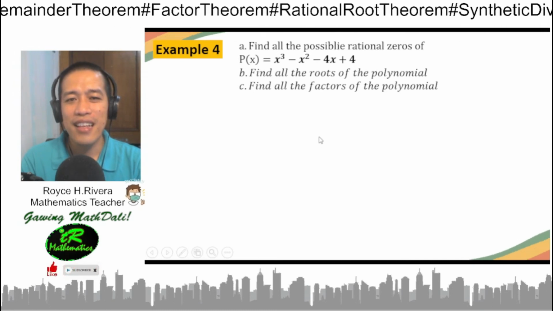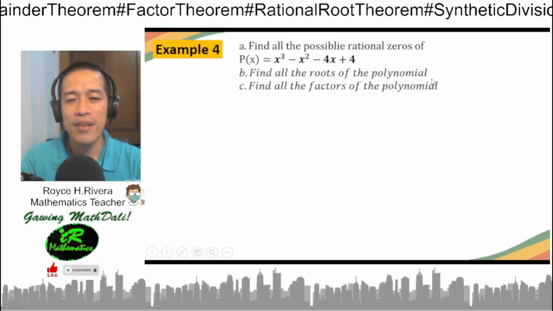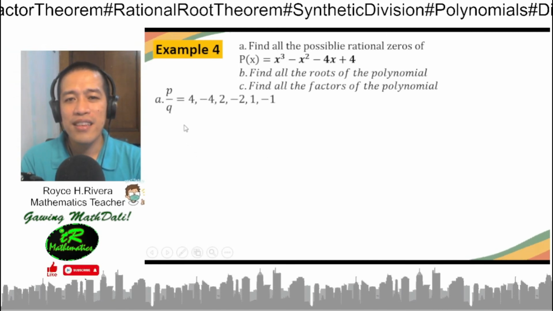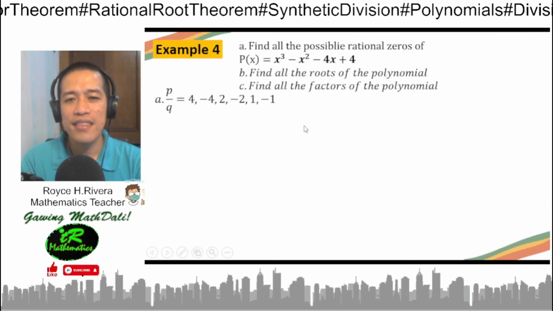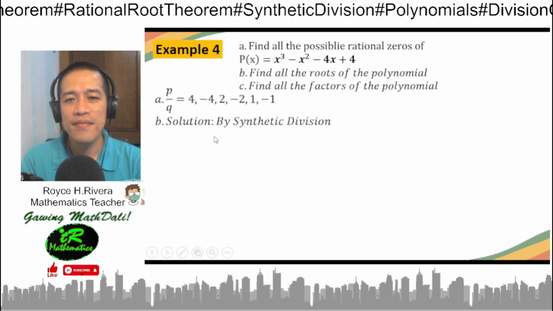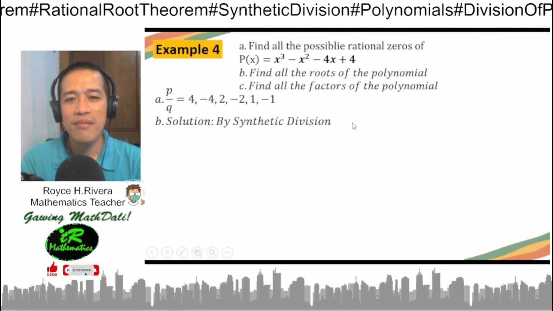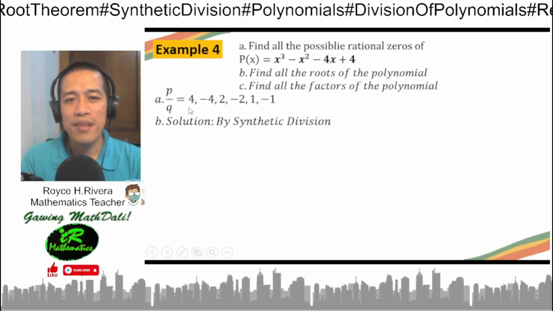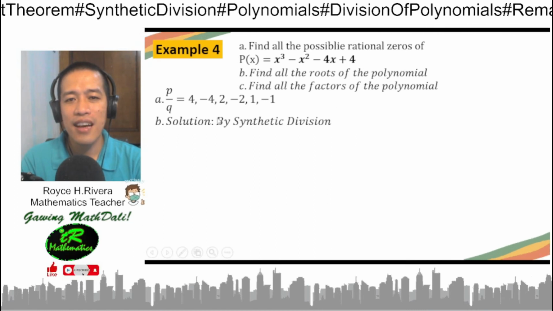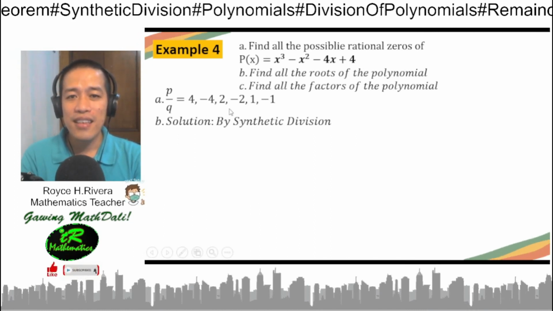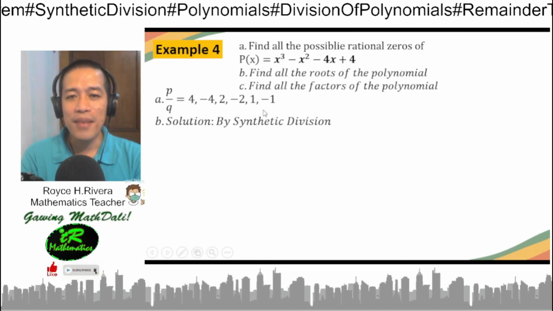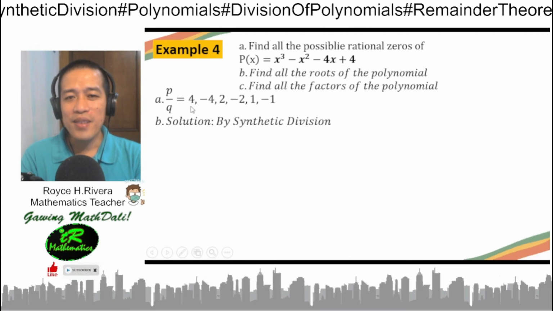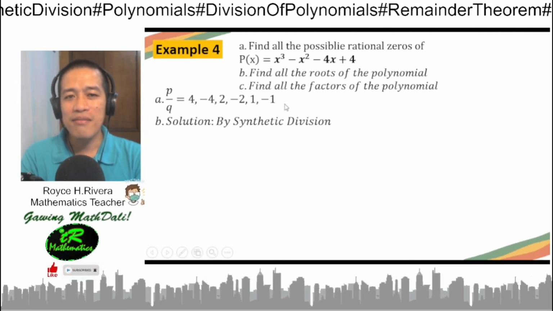Subukan naman natin ang letter B. Find all roots of the polynomial. First, I will show you again the possible rational zeros of the polynomial. In letter B, we will use synthetic division to find all the roots of the polynomial. We will use the possible rational zeros as our divisor in synthetic division. And if we obtain a remainder equal to 0, then the divisor is a root of the polynomial.